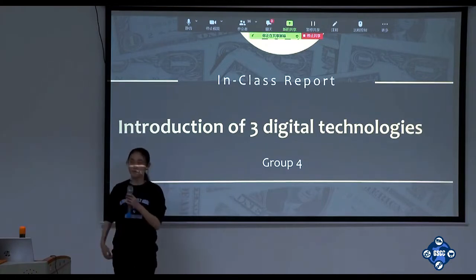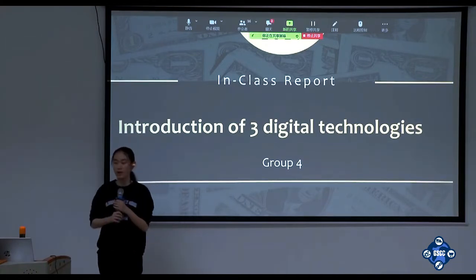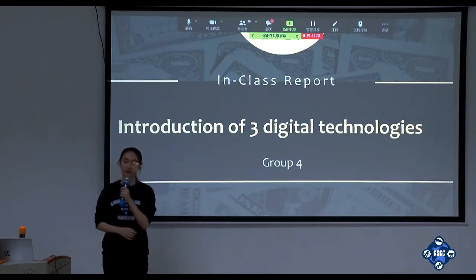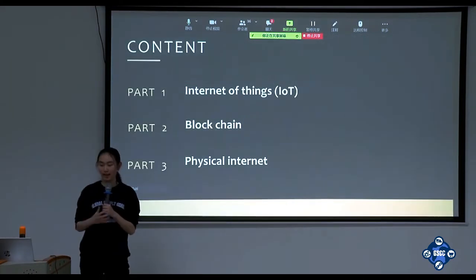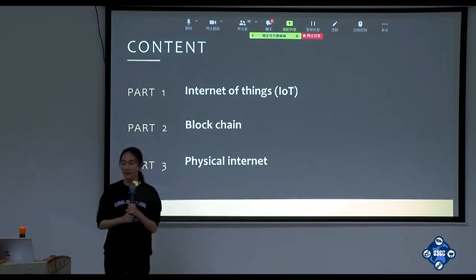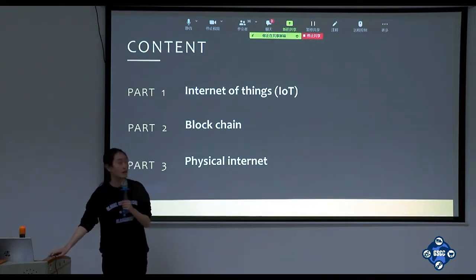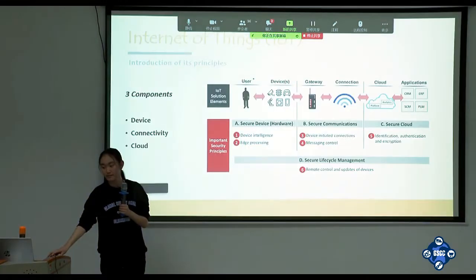Hello, Professor. We are Group 4. Today, our group wants to give an introduction of 3 key digital technologies. They are Internet of Things, blockchain, and the physical Internet. Let me start with Internet of Things.